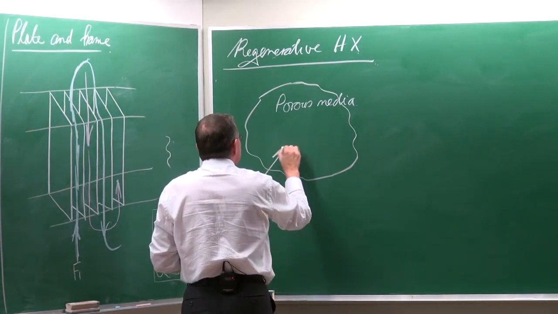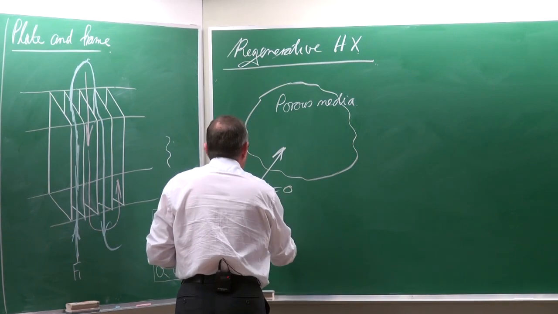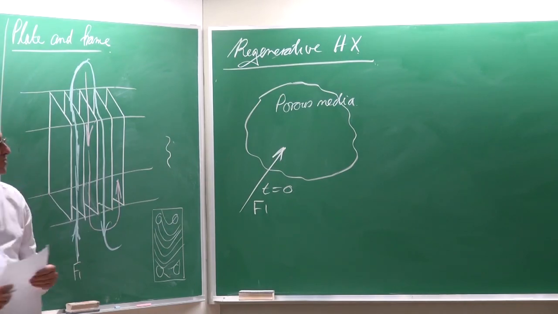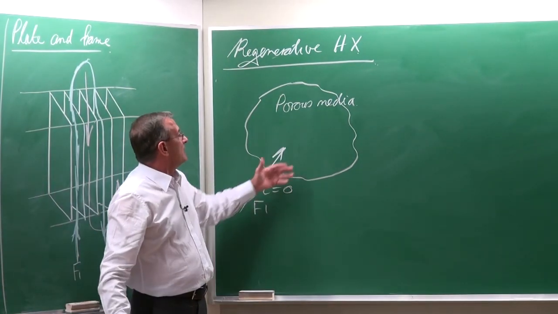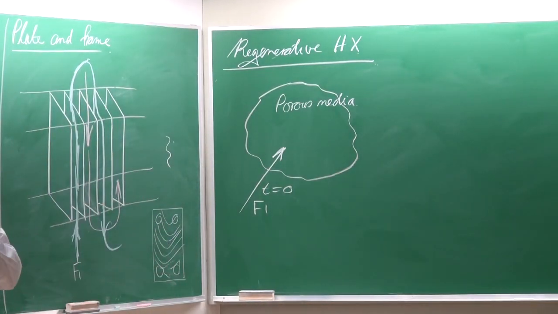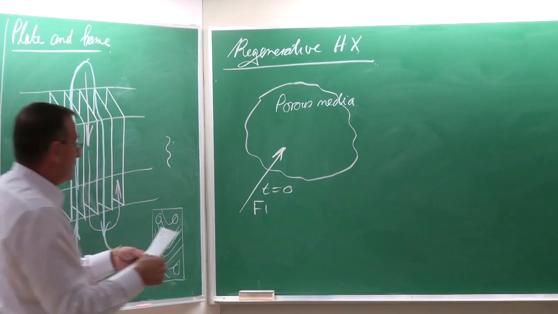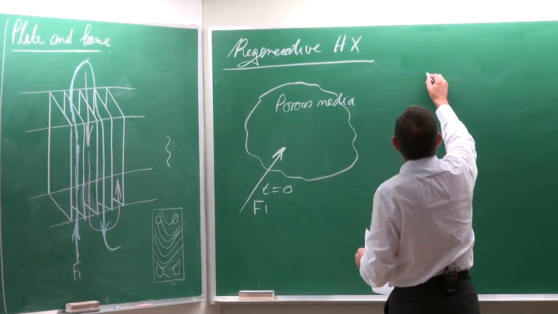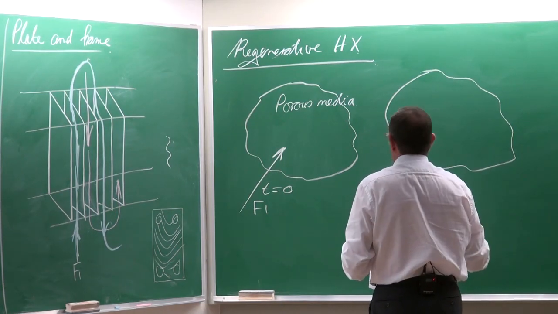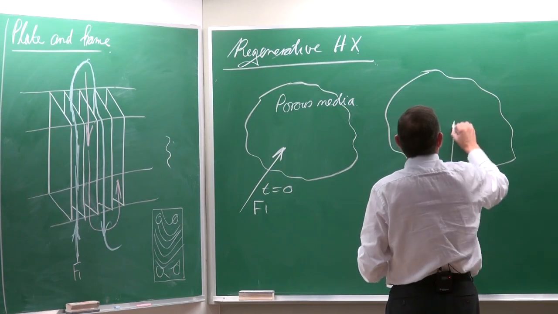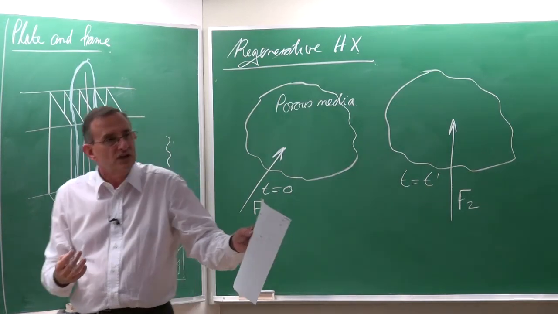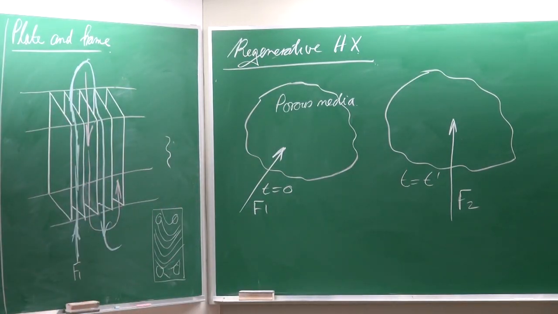And at T equals 0, we will have fluid 1 going through the porous media. Let's suppose this fluid is a hot fluid. Then it would increase the temperature, it would start storing all its heat there. Then at T equals delta, you will have fluid 2 going through the same mesh. And that is how you can transfer the heat from the one fluid to the other fluid.